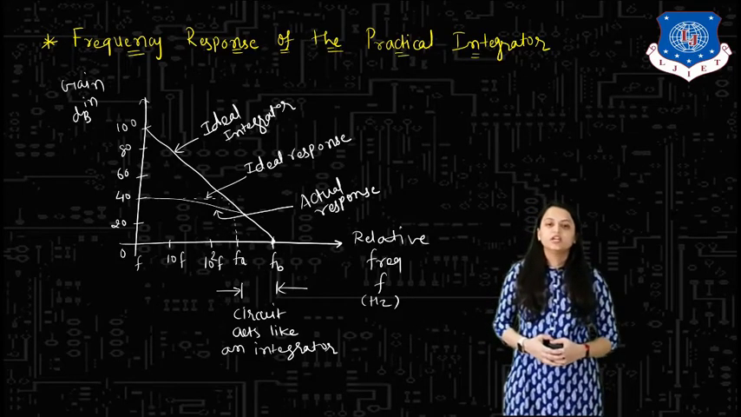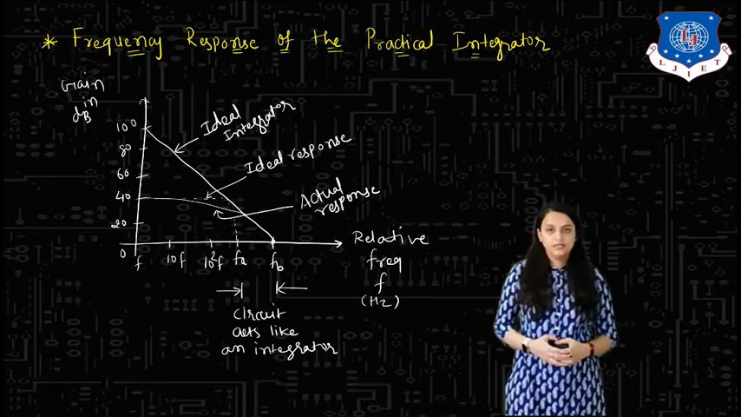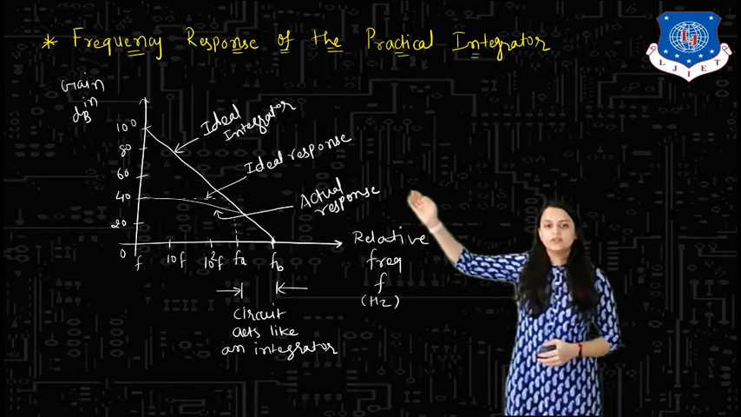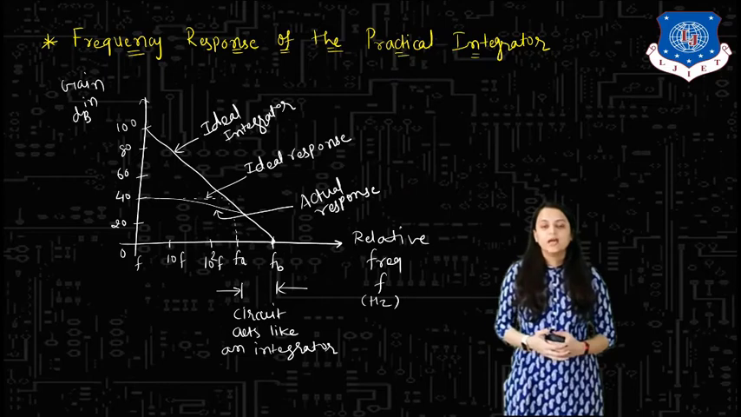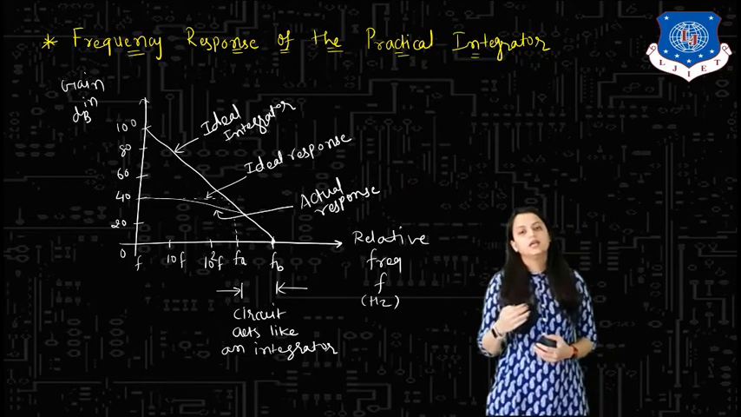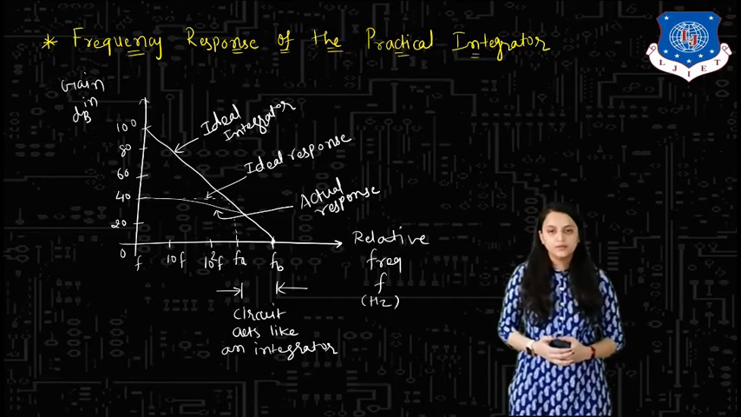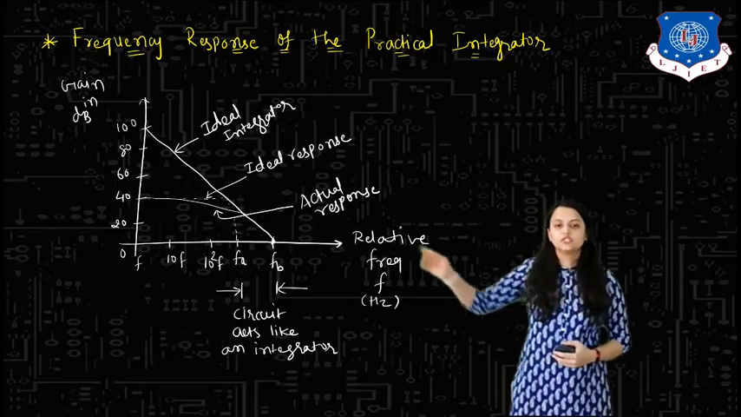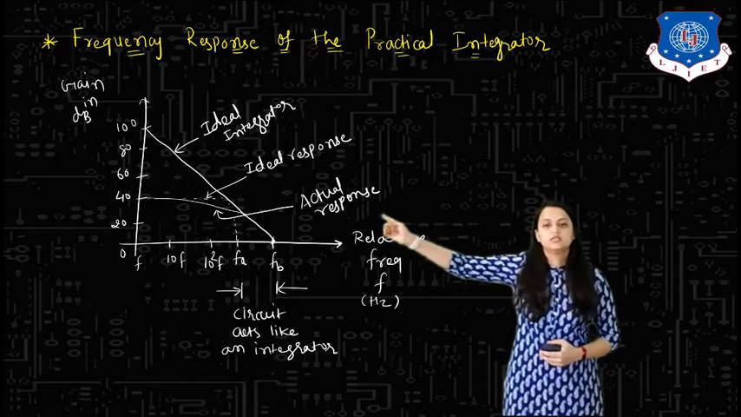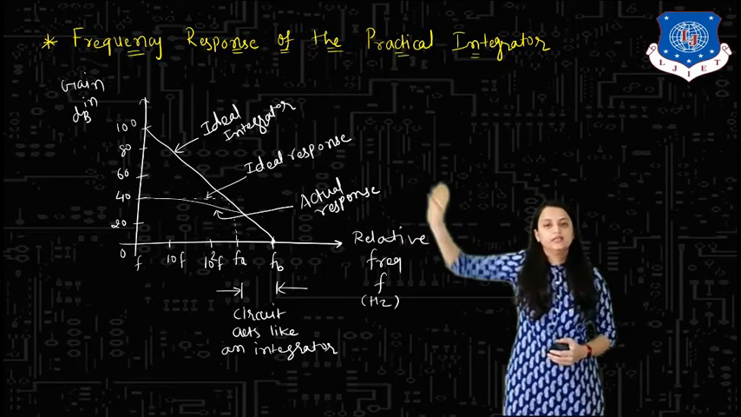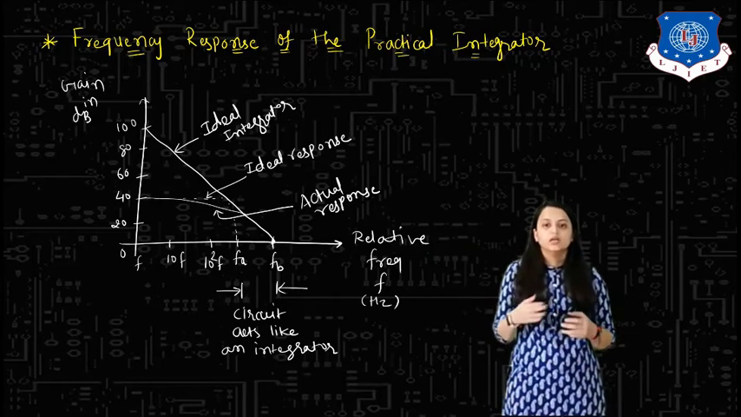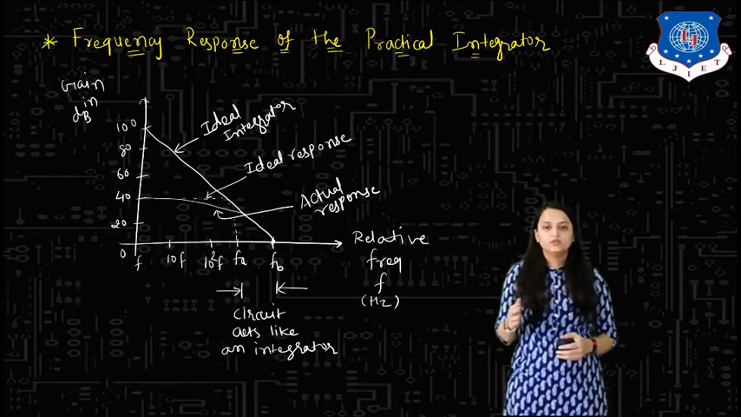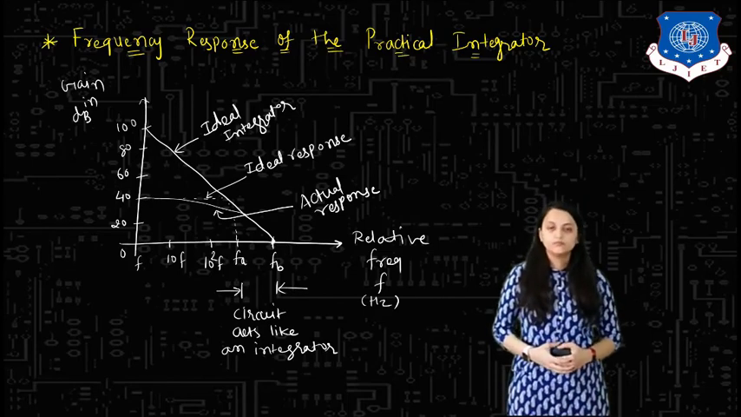Now let us see the frequency response of the practical integrator. So here the frequency response is given, where the diagram of the gain versus frequency is indicated. You can see the actual response on this, and the ideal integrator response over here. Here in the range of FL to FB, the circuit acts like an integrator. Alright.